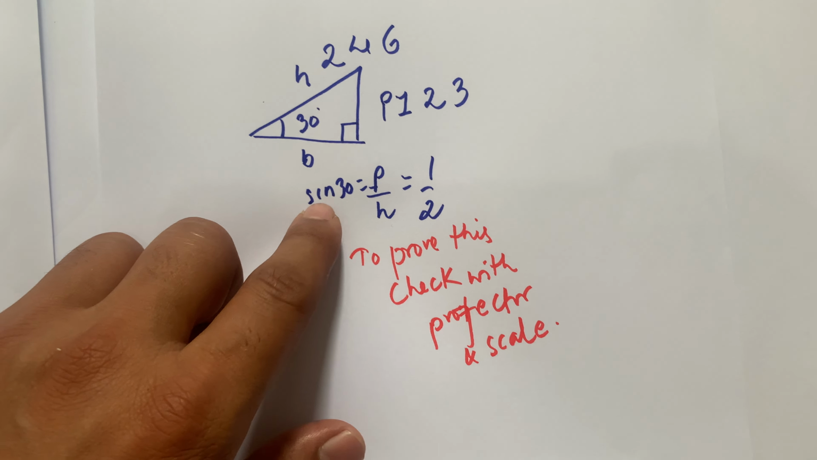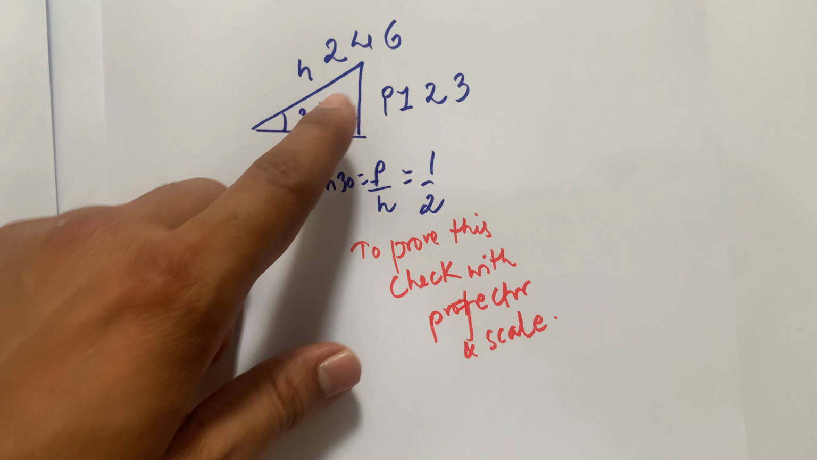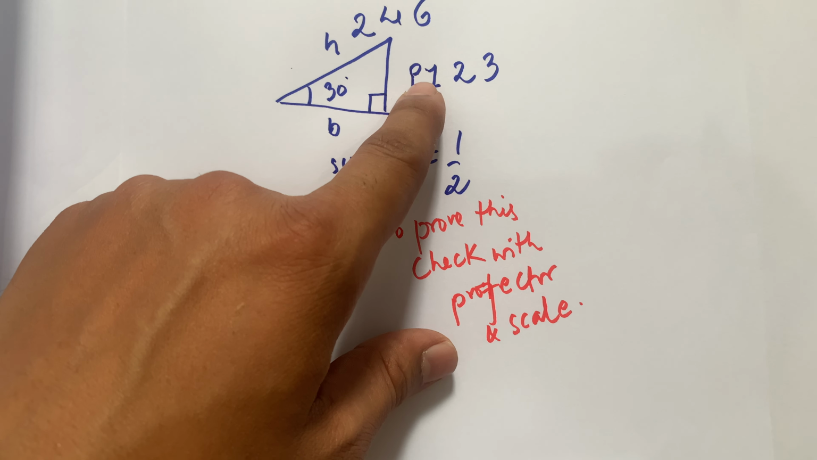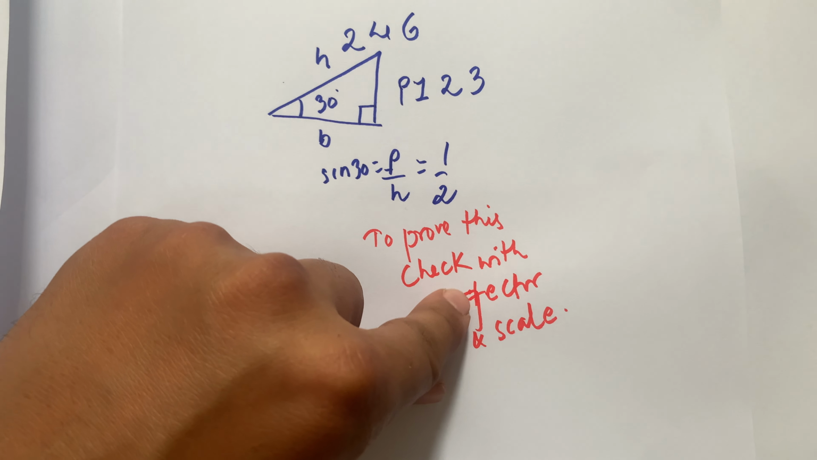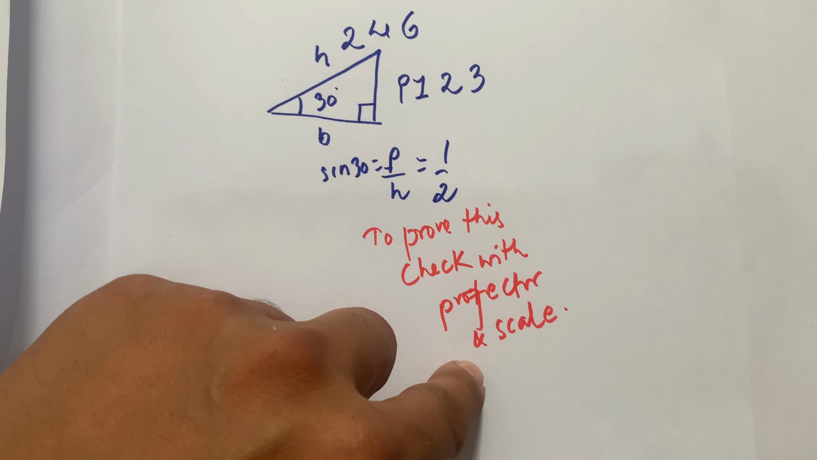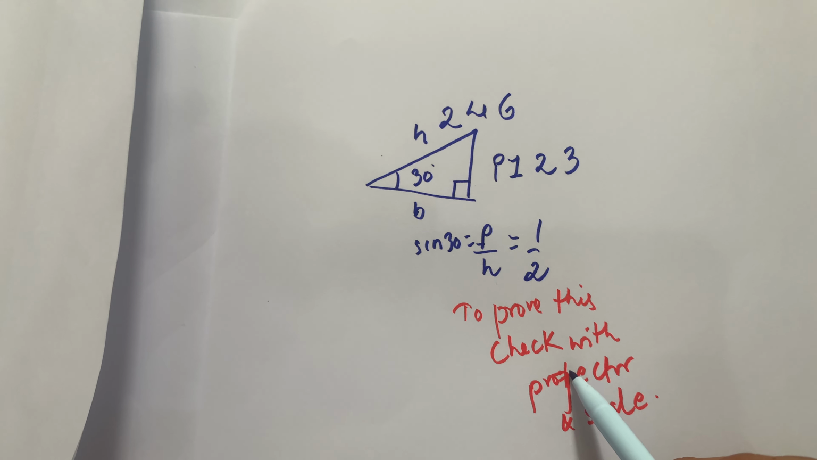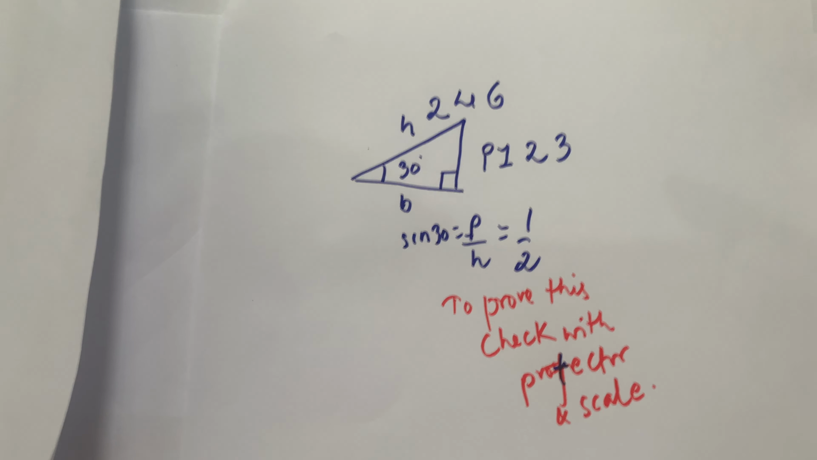Here sin 30 is equal to p by h, 1 by 2. Yes, you can check with a protractor and scale. This is a protractor.